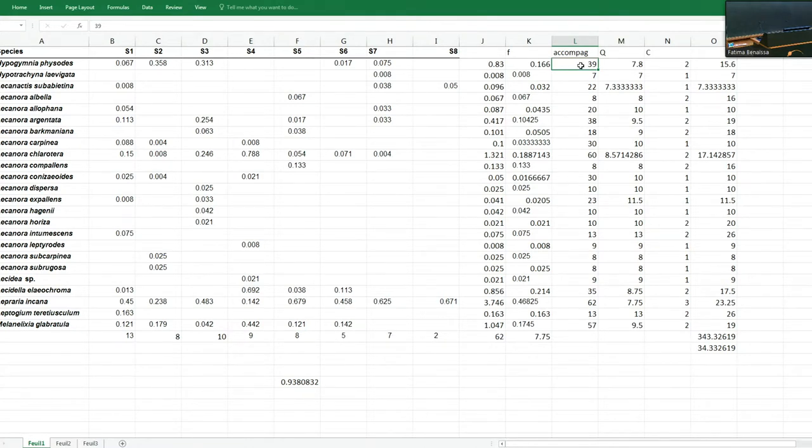I gave you the formula before, for Q. We have to calculate Q now. Q is the sensitivity, in a way, the sensitivity of the species.